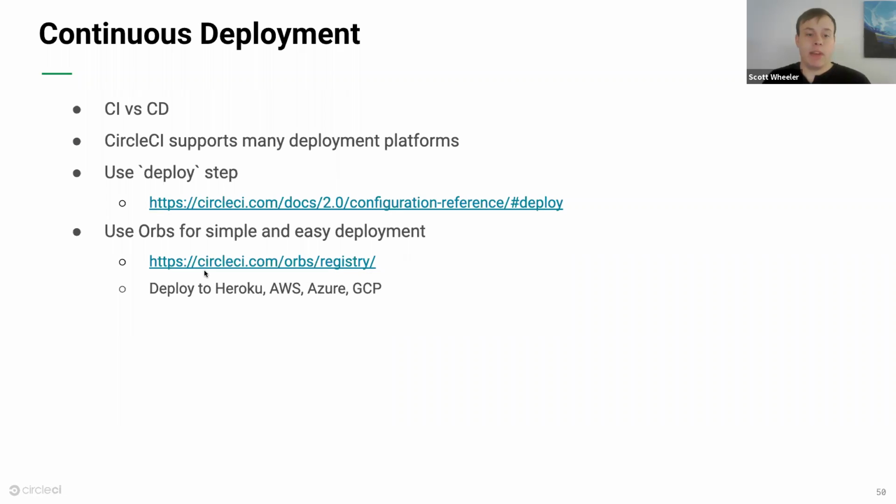The deploy step is the easiest way to start a deployment on CircleCI. And orbs are reusable configuration, which can help make that deployment even easier. You can check out our orbs registry at circleci.com/orbs/registry.